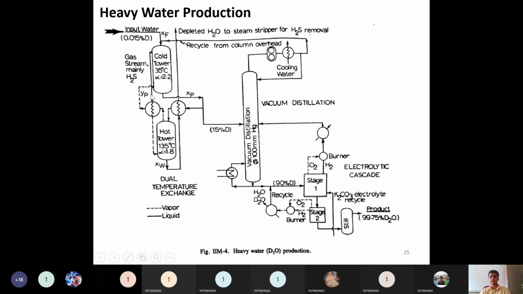Then the fraction which has been produced will be coming around 15%. See here, in the water the deuterium is around 0.015%, but here the deuterium has been concentrated to 15% in the single process. Okay, single process means dual temperature process. After that, this 15% water is sent to the vacuum distillation unit.